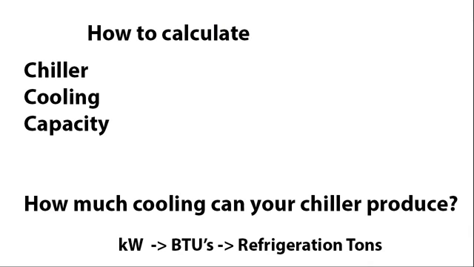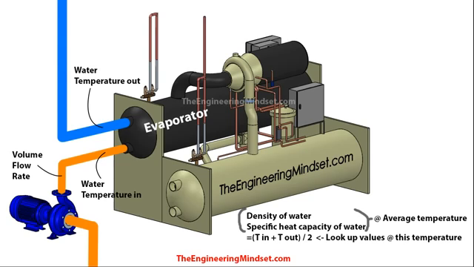In this video we're going to be looking at how to calculate the chiller cooling capacity, and that is really how much cooling can the chiller produce at any given time during its operation. Now the units we're going to be using for these are the kilowatts, the BTUs and the RTs, which are refrigeration tons. Now there's going to be a few things we need to know in order to perform this calculation.